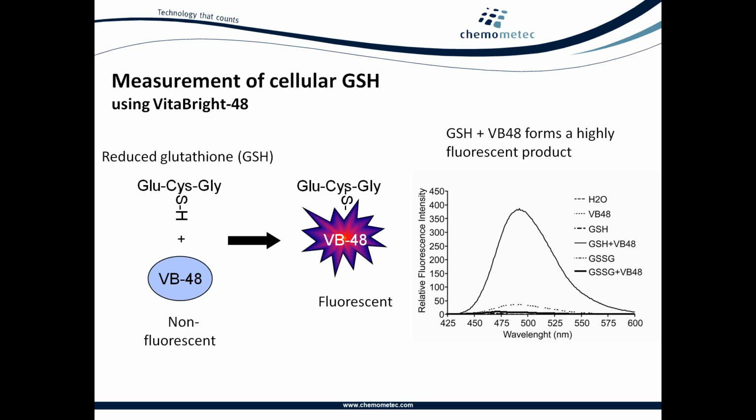We measure the intracellular amount of GSH, mainly GSH, also other thiols will be measured, by the VB48 dye, our VitaBright dye. The VB48 is a non-fluorescent molecule, but when it's bound to reduced thiols, reduced glutathione here, it becomes fluorescent. We have shown that it is highly fluorescent bound to GSH, whereas alone it's very little fluorescent, and GSSG and water are non-fluorescent at all in our system. So we can show that the GSH-VB48 combination gives a good fluorescent signal that we can use onwards.